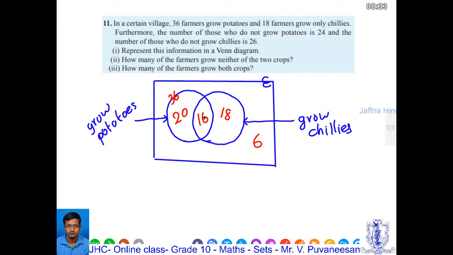Okay. Now, what are the questions we have been asked? How many of the farmers grow neither of the two crops? Neither of the two crops.